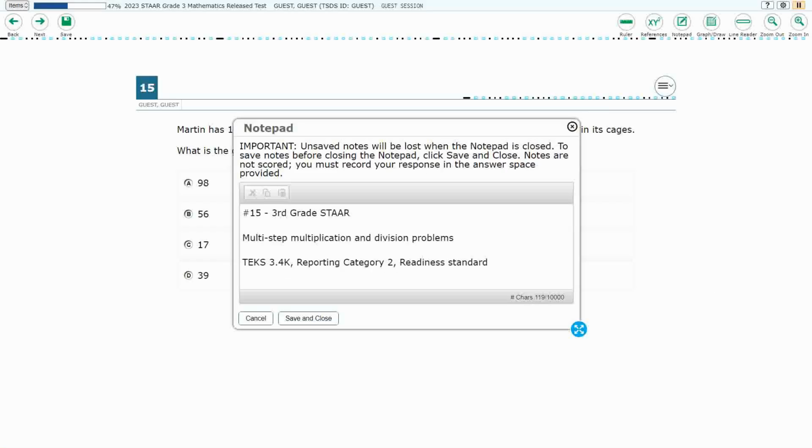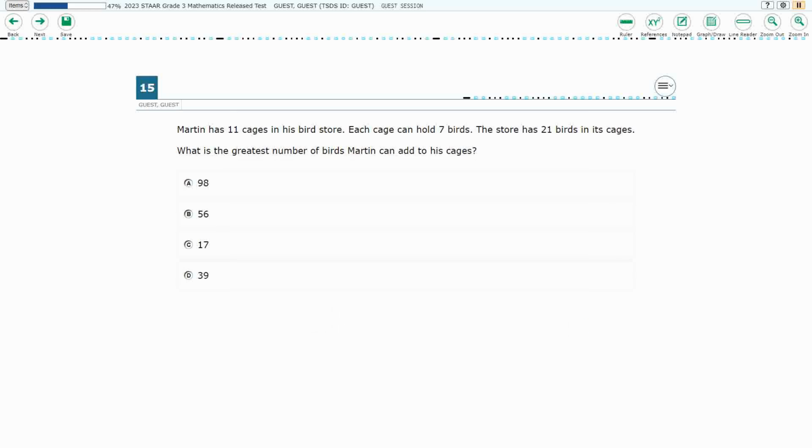For number 15, we are looking at multi-step multiplication and division problems. This is TEKS 3.4K, a readiness standard in reporting category 2. So we've got Martin here. Martin has 11 cages in his bird store. Each cage can hold 7 birds. The store has 21 birds in its cages.